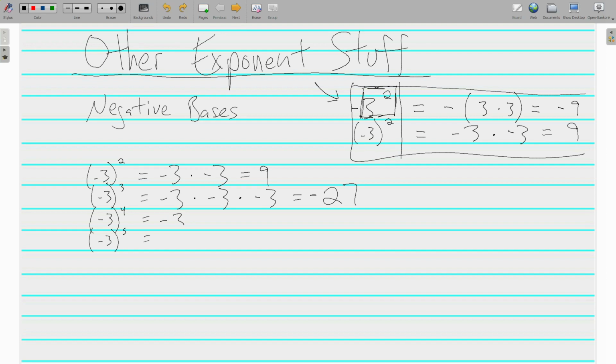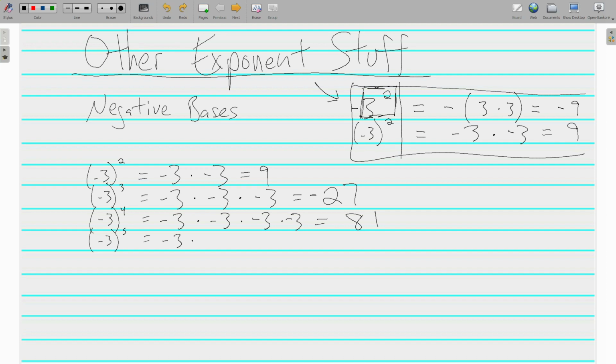Negative 3 to the fourth power is negative 3 times negative 3 times negative 3 times negative 3. So what is that? 27 times 3 is 81. Now, negative times negative is positive, times negative is negative, times negative is positive. So a negative base to the fourth power will end up being positive.